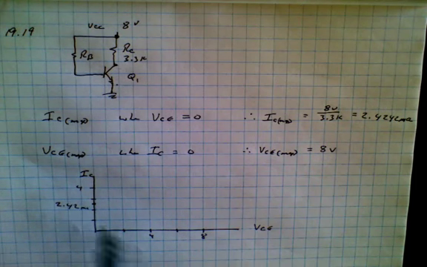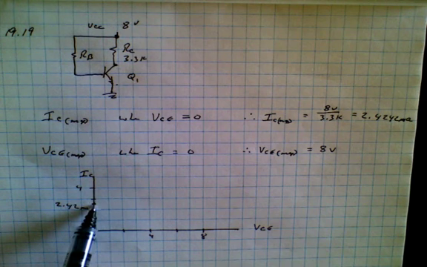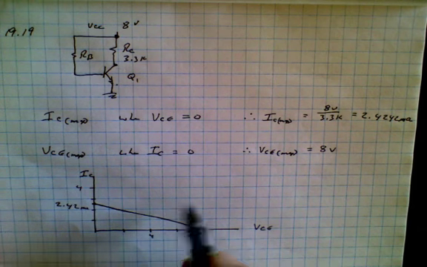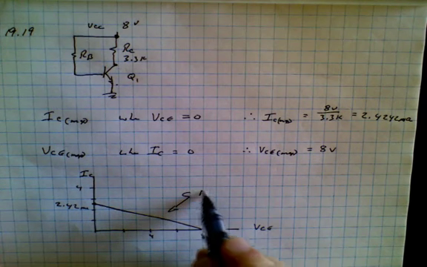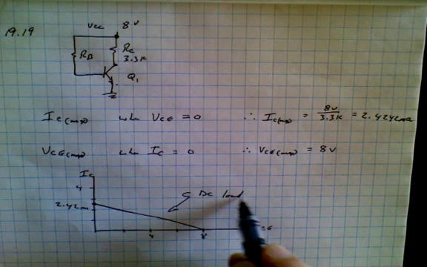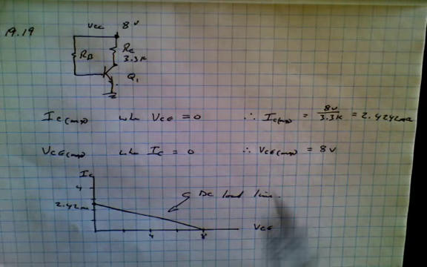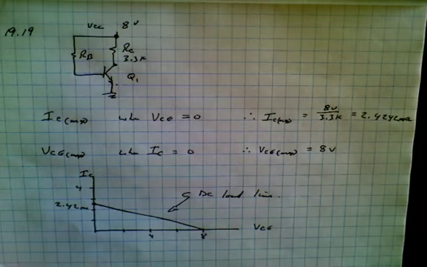2.42 milliamps. And then the load line is simply the straight line between these two endpoints. This is what's known as the DC load line. This shows all the operating points that this transistor circuit can operate on.